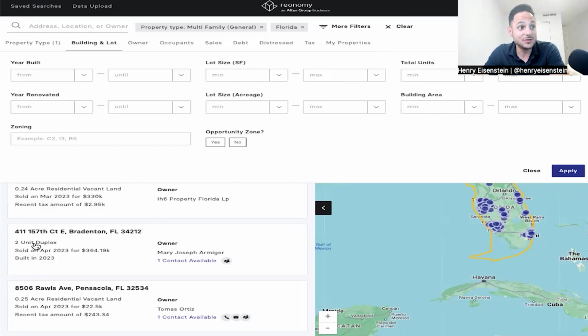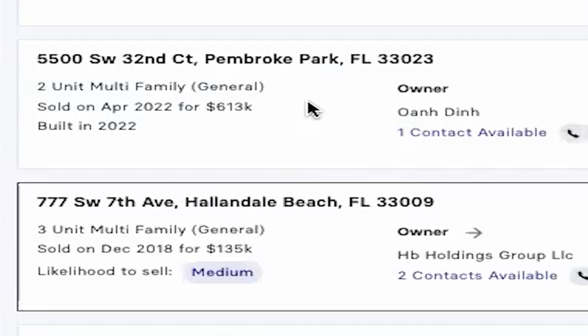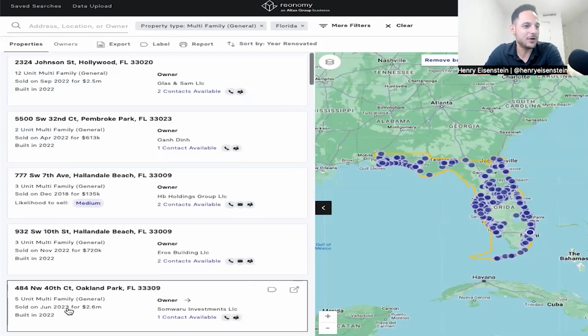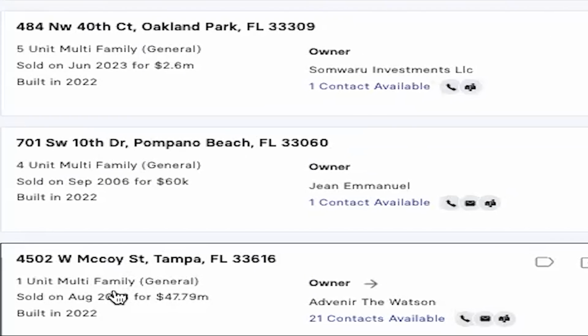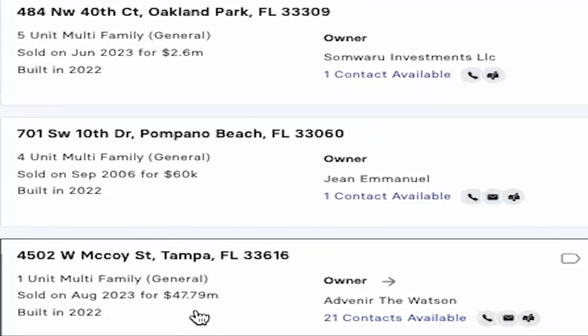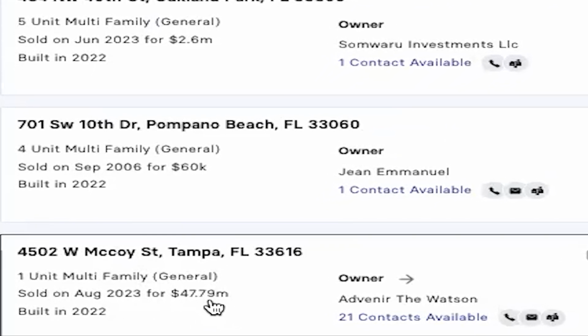Well, here's the problem. As you can see down here, there's a 3 unit. This is just a 2 unit. 3s, 5s, obviously, a 5 is fine, but a 1 unit multifamily, that's not accurate. A 1 unit multifamily property that sold in August of 2023 for $48 million? I think not.